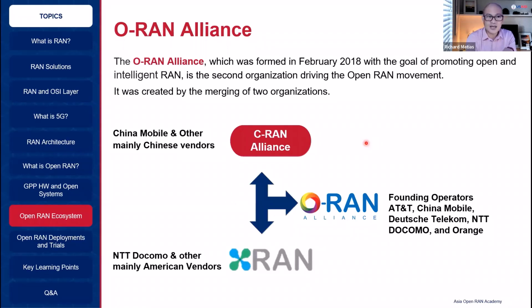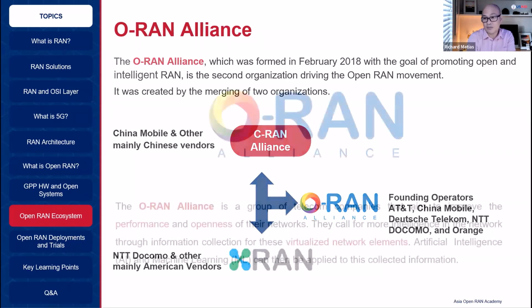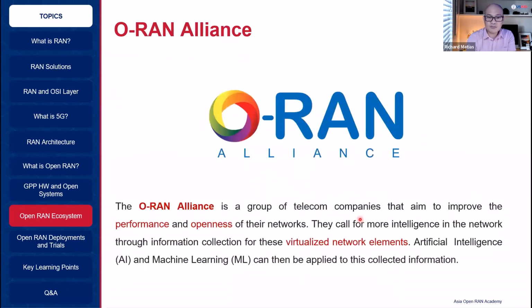So kasama dito sila AT&T sa US, China Mobile ng China, Deutsche Telekom ng Germany, NTT Docomo ng Japan, and si Orange ng France. Okay? So si ORAN Alliance is a group of telecom companies. Remember, a group of telecom companies that aim to improve the performance and openness of their network. Not only to open their network, but to empower it with intelligence through machine learning or artificial intelligence.